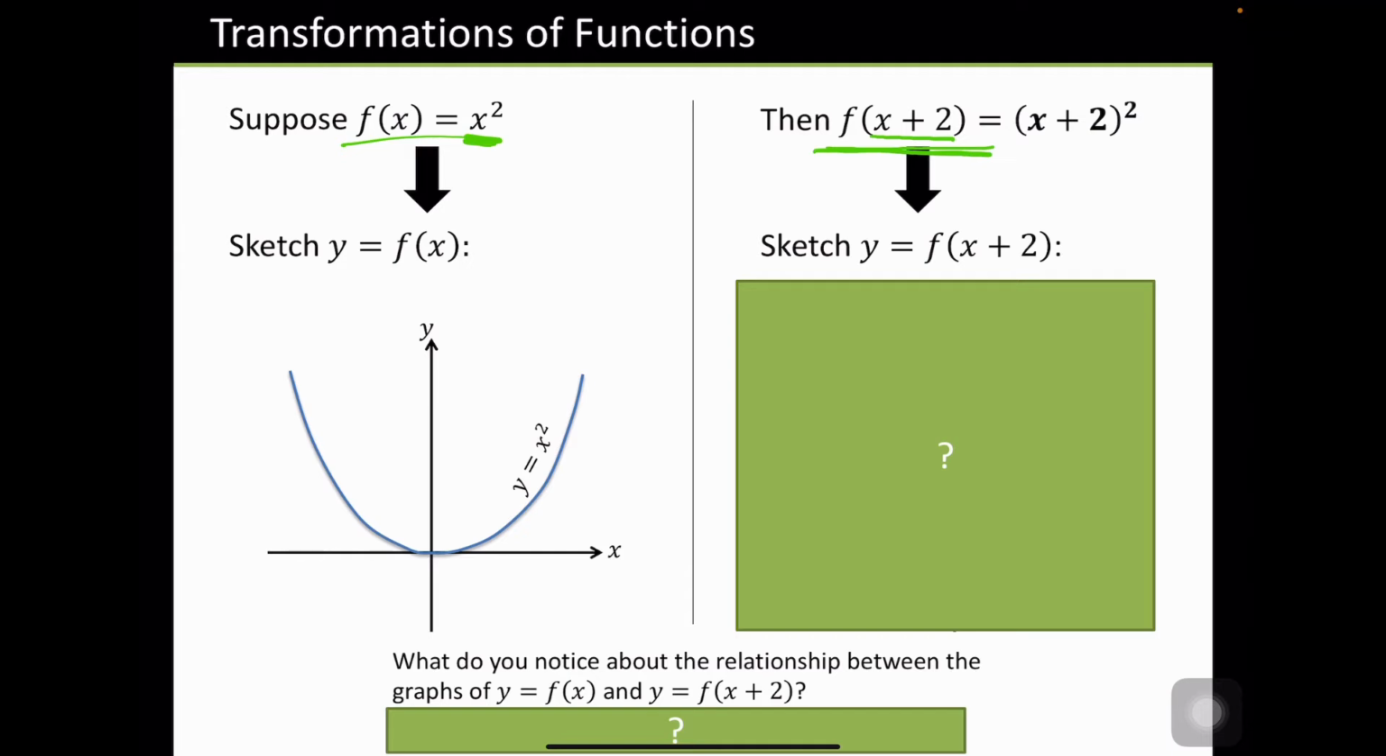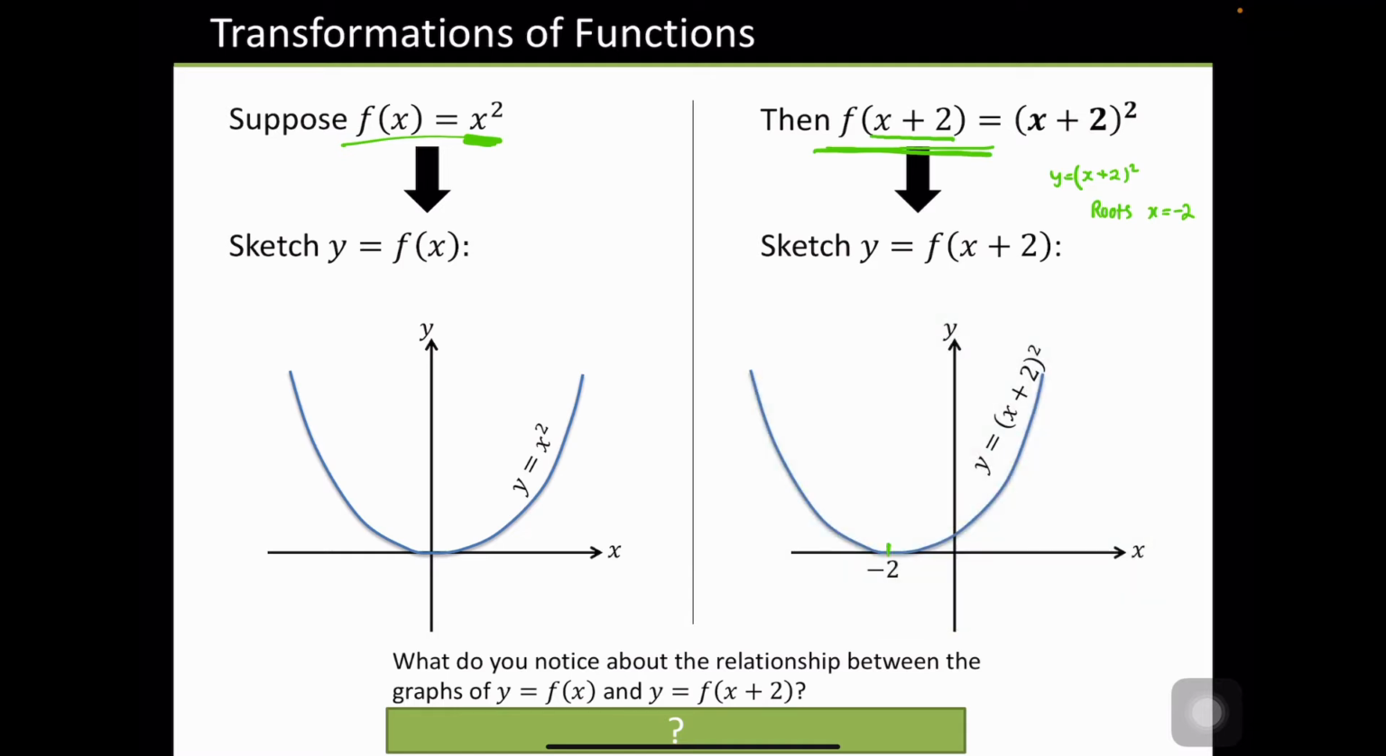Now, how do we sketch this? Well, y equals (x plus 2) squared is a quadratic function which has repeated roots at x equals negative 2, right? Because x plus 2, so the root's always going to be the opposite. So here we can see the roots. Well, it's one repeated root at x equals negative 2.